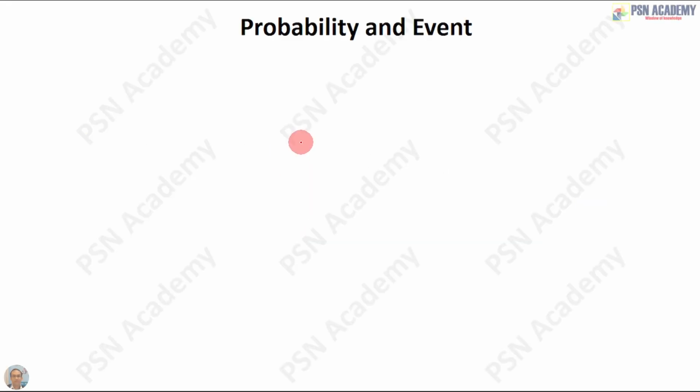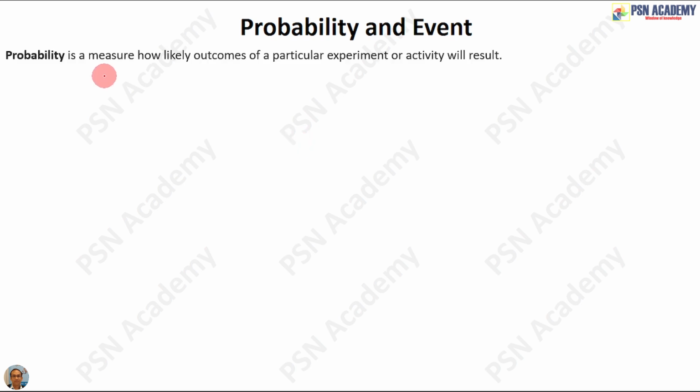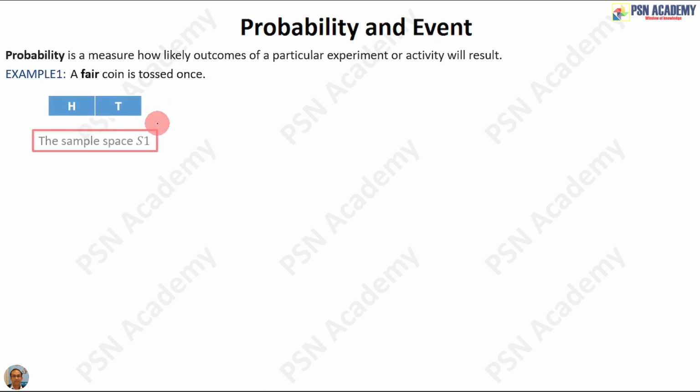Hi, in this video we will learn probability and event. Now, what is probability? It's a measure of how likely the outcomes of a particular experiment or activity will result. For example, you toss a fair coin only once. Now, what are the possible outcomes? It may be a head or a tail.